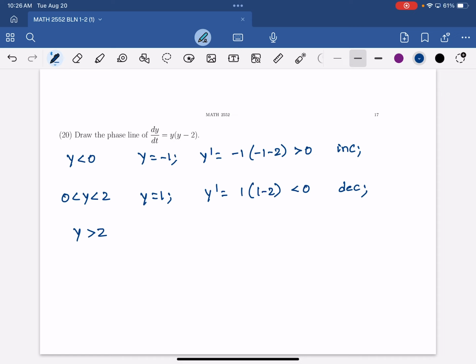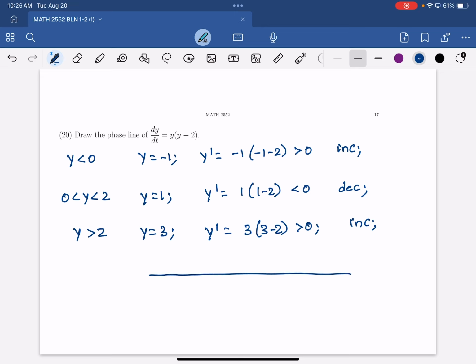So what happens when y is bigger than 2? I want to pick y equals 3. You can pick any value, but I'm picking y equals 3. So y prime is going to be 3 times 3 minus 2. So that's positive. So my solution is increasing for all the values of y bigger than 2. Right? So how does my phase line look like?